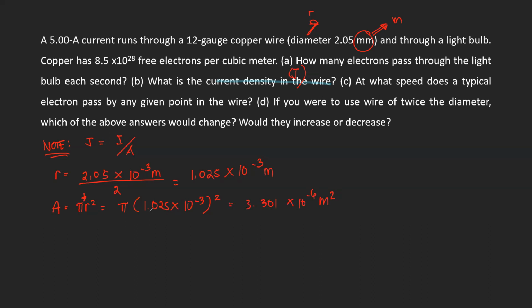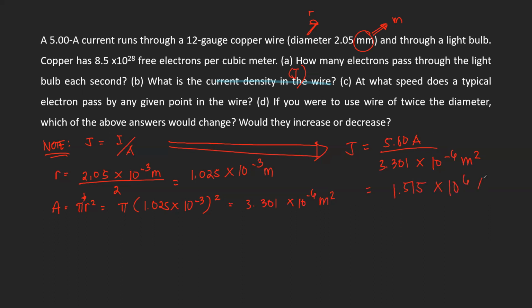Now, we've got our I. Let's focus on getting our current density. So our current density would be 5 amperes divided by 3.301 times 10 raised to negative 6 square meter. That would just give us 1.515 times 10 raised to 6 amperes per square meter.